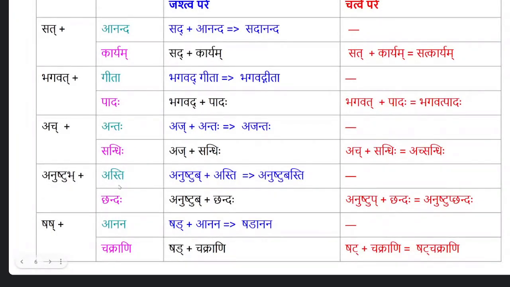So Anushtub plus Asti becomes Anushtub, third letter because Jashtvam with a small ba, Alpa Pranaba, Anushtub Asti. This is the Jashtva that we know. Anushtub Chandaha. See, first because of Jashtvam, it becomes Anushtub with a small ba and Chandaha, and next because of Chartvam, you know what it has become? It has become Anushtup Chandaha. Now do you see the changes? Bha first changes to ba and then that changes to pa.